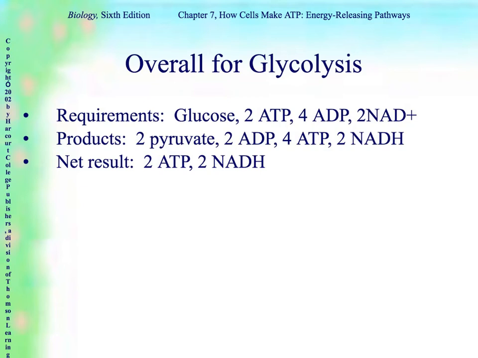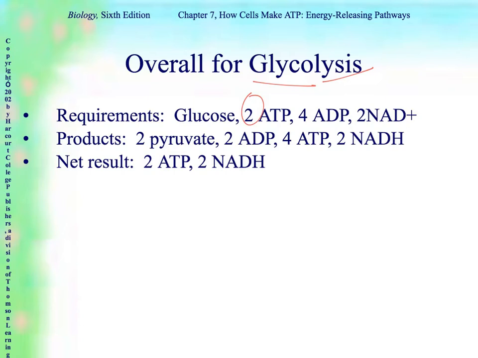Okay, so like I promised, here is what you need to remember for glycolysis. The requirements. What is required for glycolysis? In order to split sugar, you have to have glucose. Glucose is required. You have to have 2 ATPs in order to break down the glucose. You need 4 ADPs laying around, and you need 2 NAD pluses laying around.